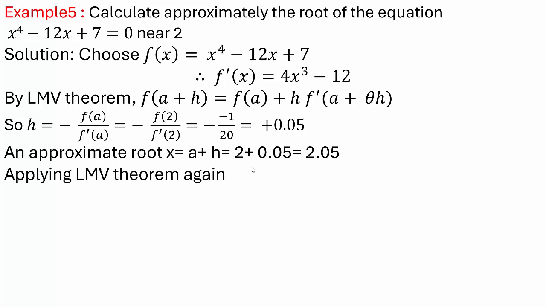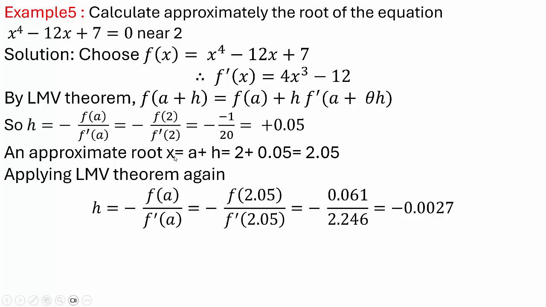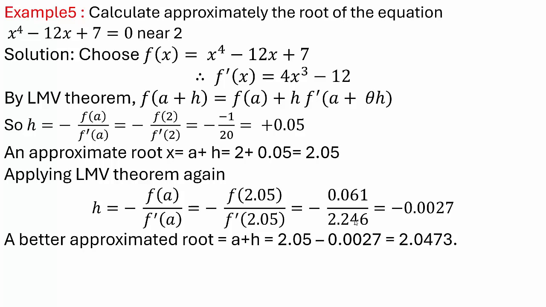Applying the LMV theorem again, we take h equals minus f of a divided by f dash a equals minus f of 2.05 divided by f dash 2.05. F of 2.05 is nothing but 0.061 and f dash 2.05 is nothing but 2.246. And if you calculate this, it becomes minus 0.0027, so a plus h equals 2.05 minus 0.0027, which is 2.0473.